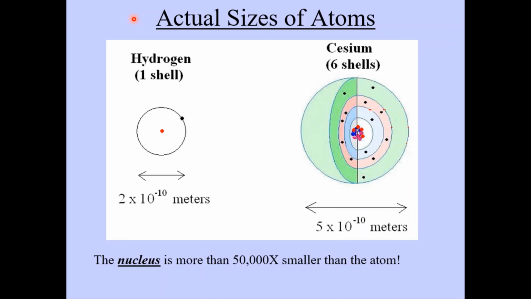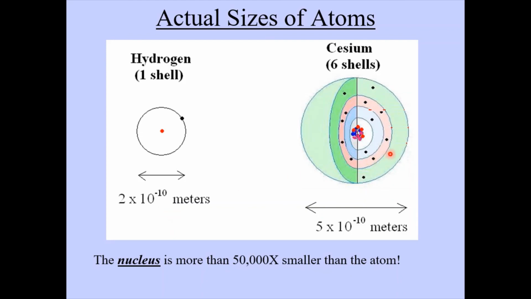But in terms of their scale, if we look at the smallest atom, which is hydrogen, we have 1 proton and 1 electron orbiting around. The whole diameter of this hydrogen atom, which is just 1 shell, is somewhere on the order of 2 × 10⁻¹⁰ meters. Obviously this is an extremely small number and an extremely tiny distance.